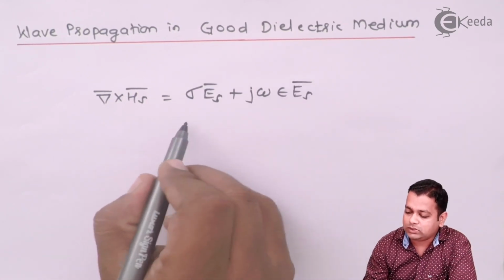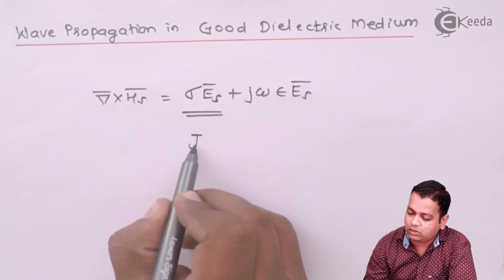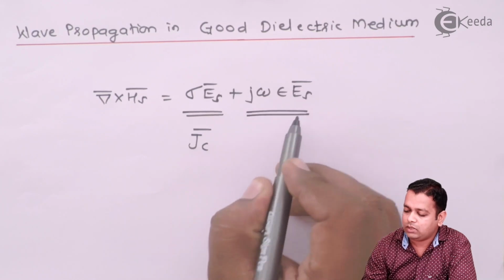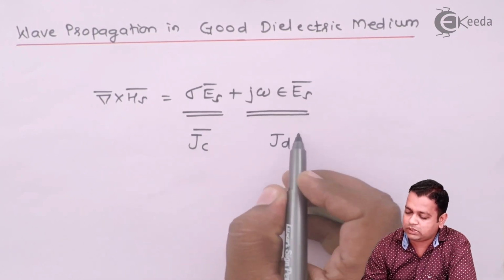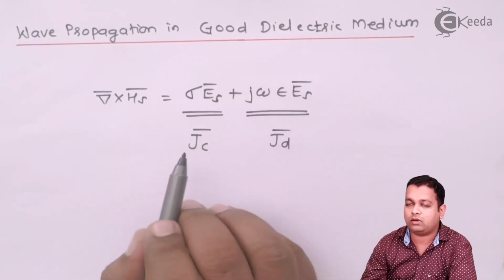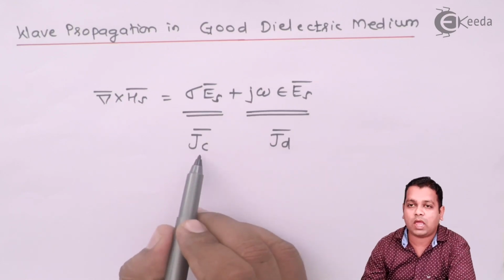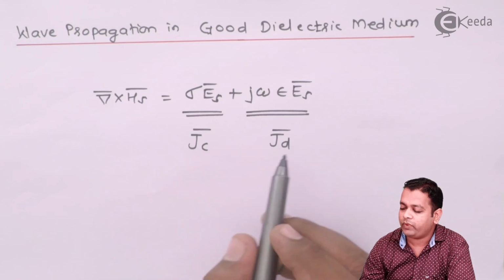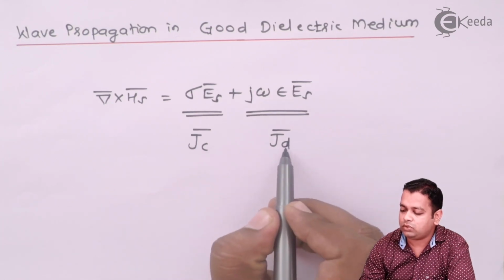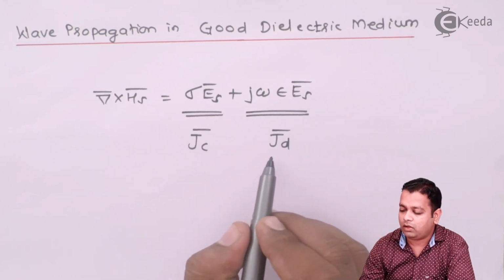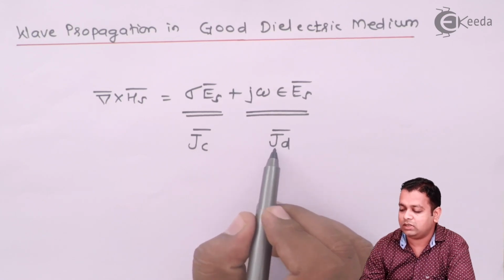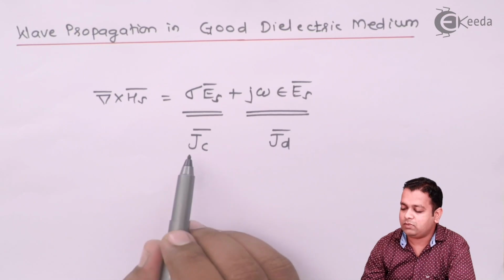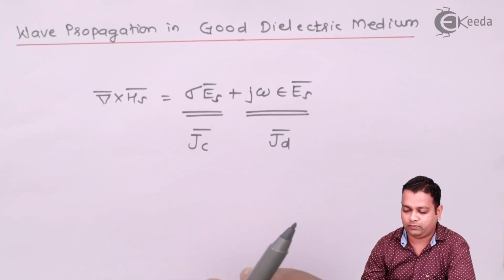Now this first term is actually the conduction current density in the vector form, and the second term is again the displacement current density. Both are current densities. The first is because of the actual conduction of charges like the free electrons, and the second is because of the electric flux in the non-conductive medium. So it is a displacement kind of thing. Hence J C bar and J D bar are the terms.